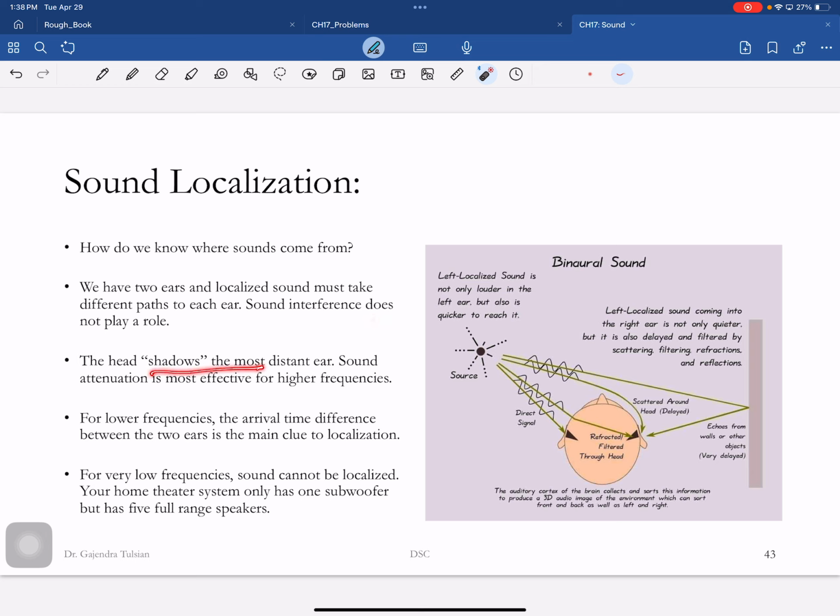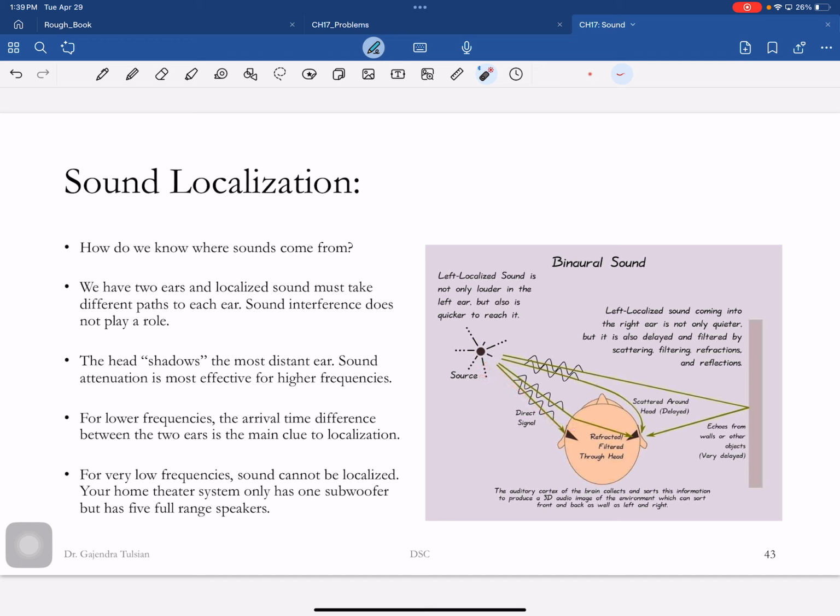We have 2 ears, and localized sound must take different paths to each ear. The head shadows the most distant ear. Sound attenuation is the most effective for higher frequencies. So for higher frequencies, this is how you tell the directional information. For low frequencies, the arrival time difference between the 2 ears is the main clue for localization.